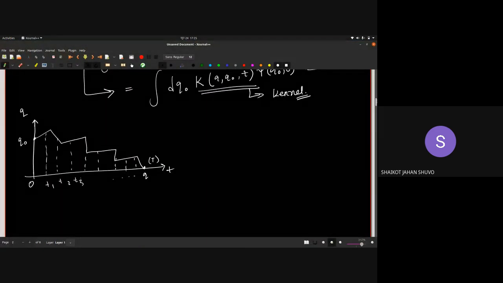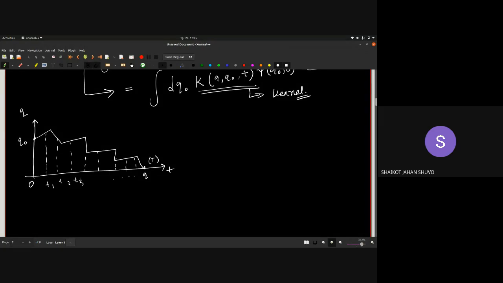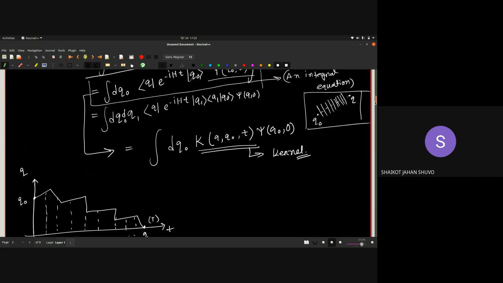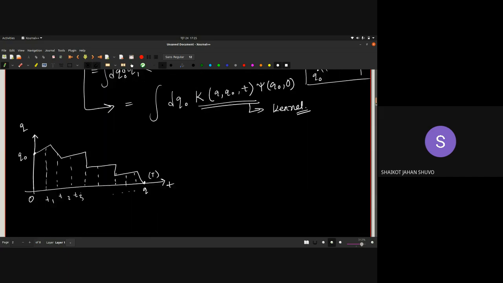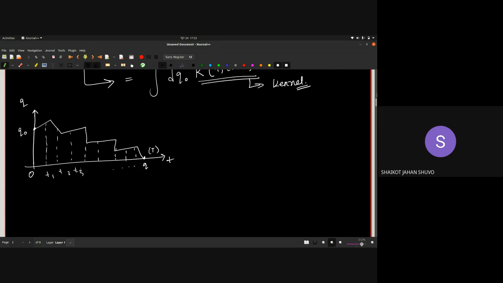So what you can do right now is take your quantity in the kernel, that is the main quantity of interest between this q0 and q, e to the power I h t, and break the total time interval into smaller time intervals. What I mean by that is something like this.